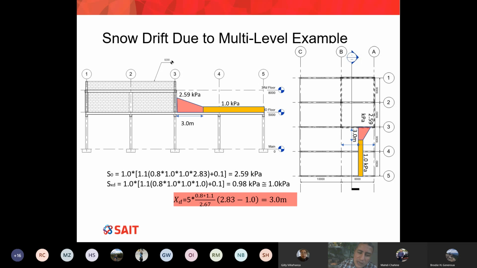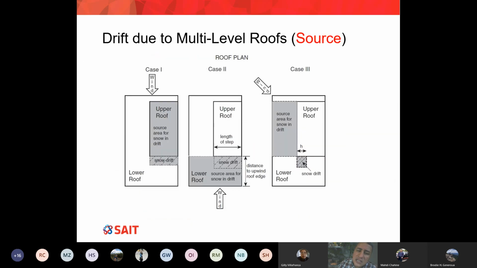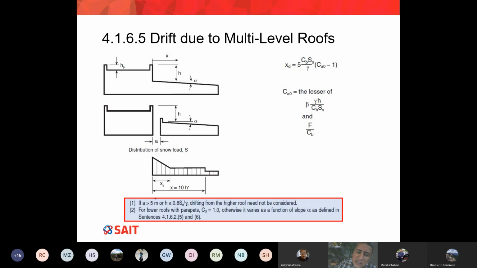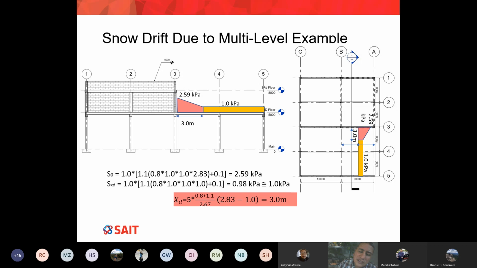I'm sorry guys, I have to finish. After you find CA of 0, we can find xd now, only now. Remember, if I go back to this slide, you can find xd only after you find CA of 0. So once we have figured out our CA of 0 equal to 2.83, I can put it back in this equation and find xd in meters. Here we go. You can see my xd is equal to 3 meters. My drift distance is 3 meters, so the snow drift will end after 3 meters.